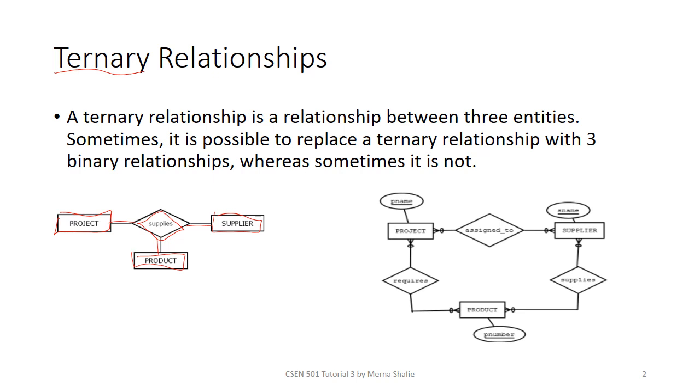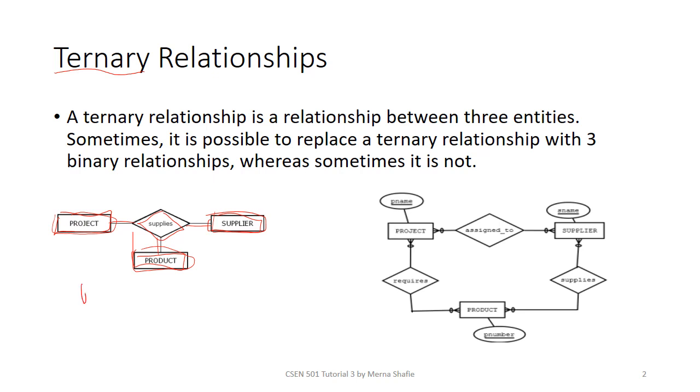So if we do this replacement, which was not required, okay, the ternary relationship here in this example states the following: that a specific supplier supplies a specific product to a specific project. So it's as if I'm taking from each of the three entities one instance and I'm connecting them to one another. I'm just giving them a relationship with one another.